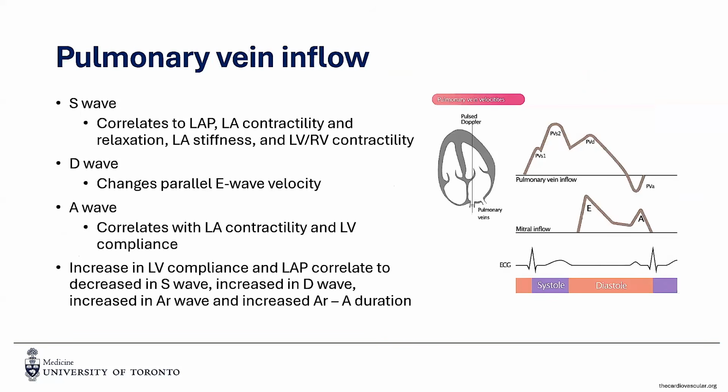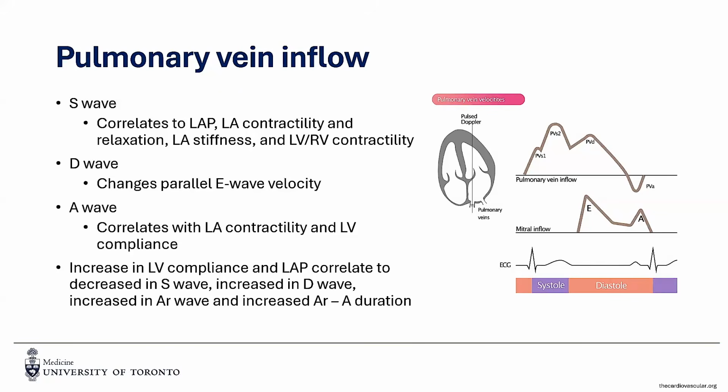So next, we'll talk a little bit about pulmonary vein flow as well, which is composed of the S wave, the D wave, and also the atrial regurgitation wave, which is retrograde. When I was going through this initially, I found it relatively helpful to understand what contributes to each one, which in turn will help us understand what happens to this as we progress through diastolic dysfunction.